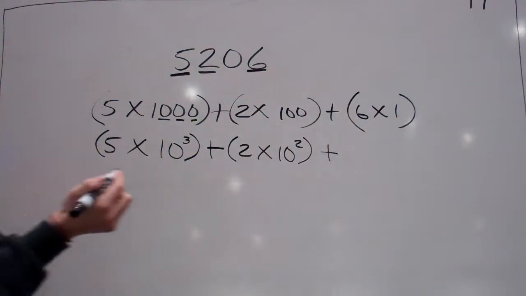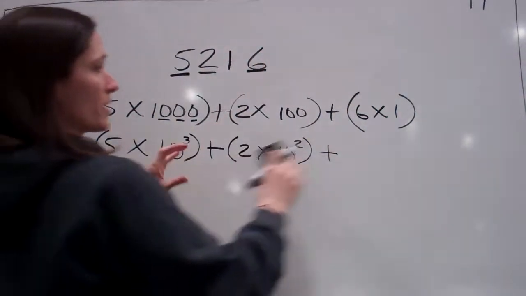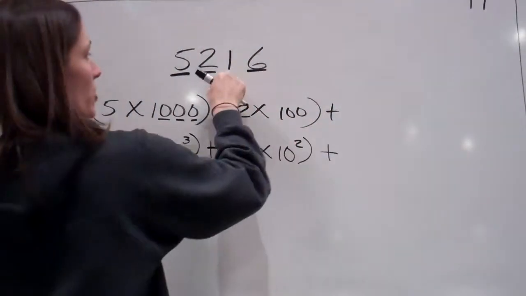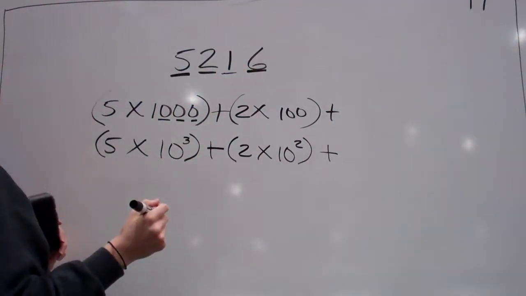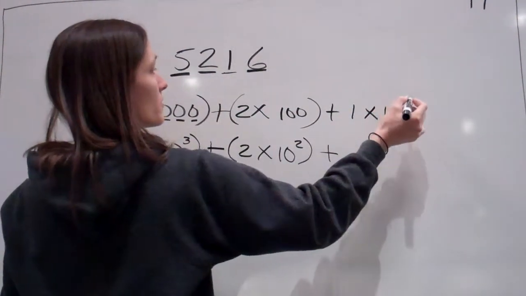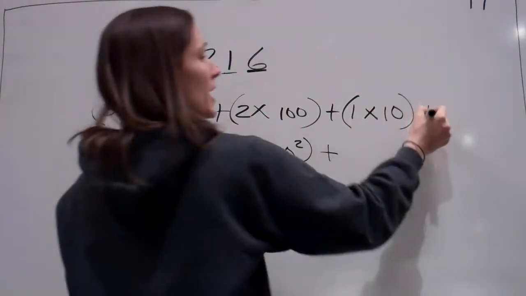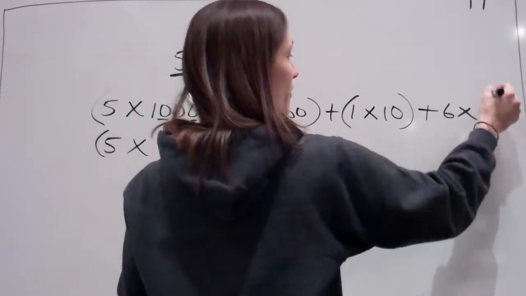As you can see, let's say I had a 1 right here, just to help y'all understand this, okay? So, let's go on and do this one. What would it be? 1 times 10. Okay? 1 times 10 because it's in the 10 spot. And then 6 times 1, right?